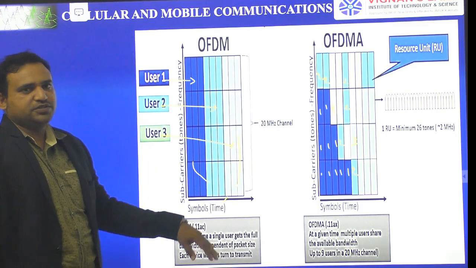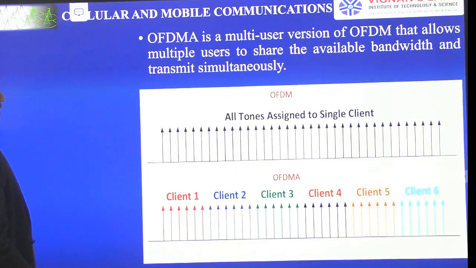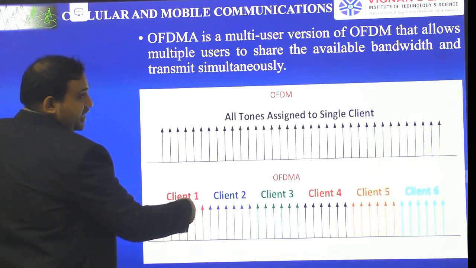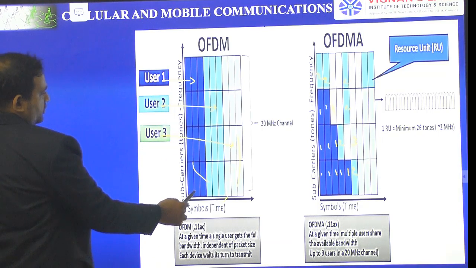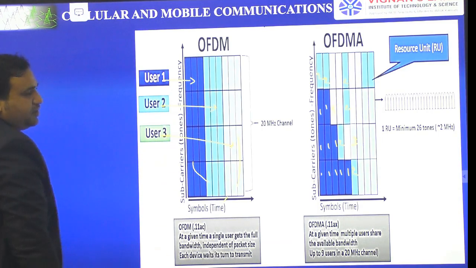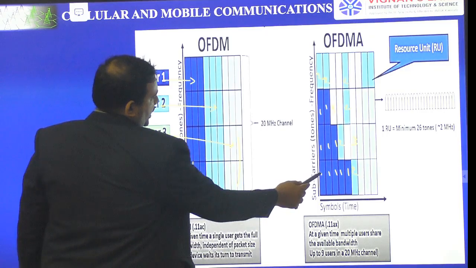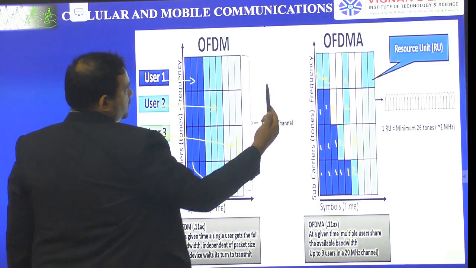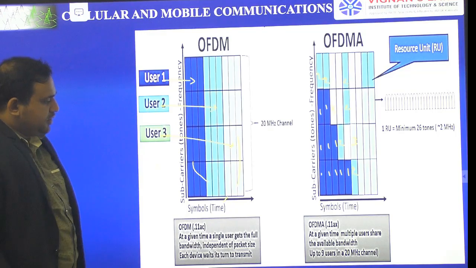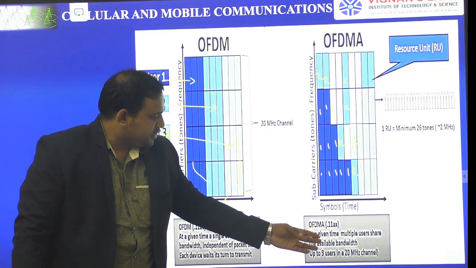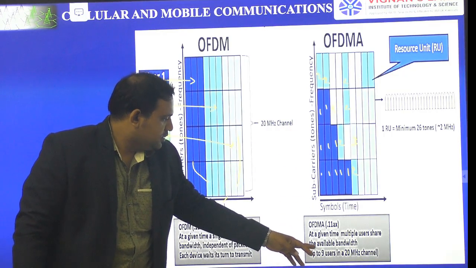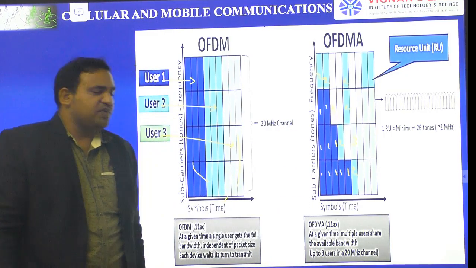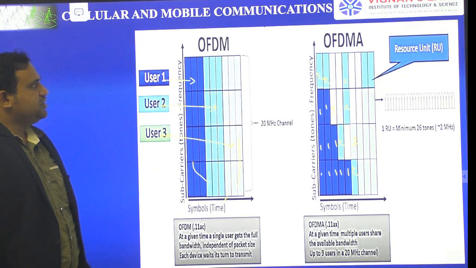That's the difference. So this figure also indicates different clients in OFDMA. Single client in OFDM, only blue, only user 1 in OFDM. Multiple clients, client 1, client 2, user 1, user 2 in OFDMA. This indicates that at a given time, multiple users share the available bandwidth, up to 9 users in a 20 megahertz channel. So this is what is meant by OFDMA.